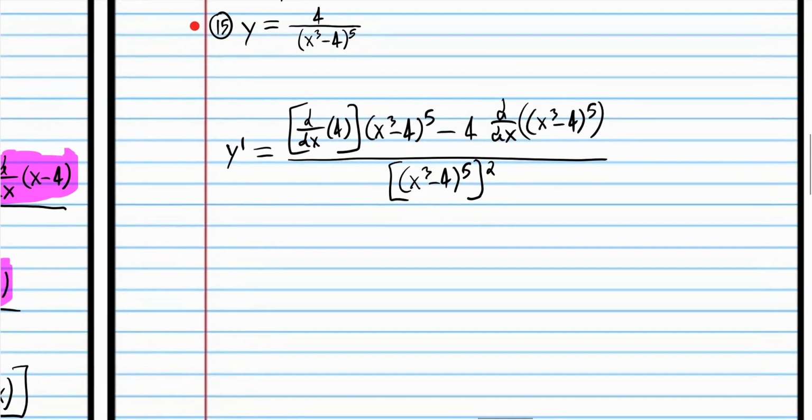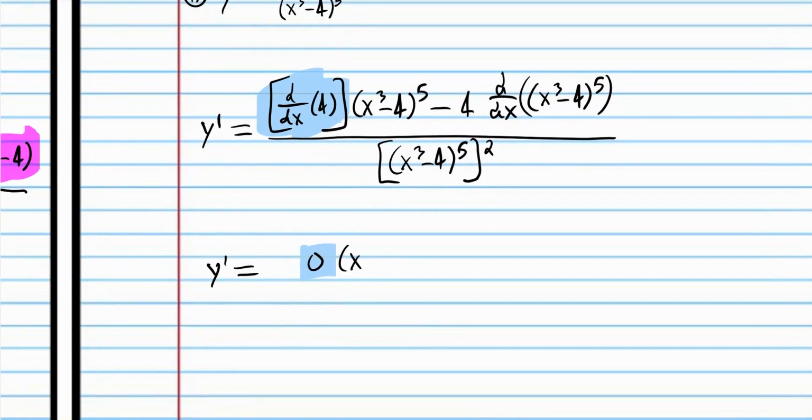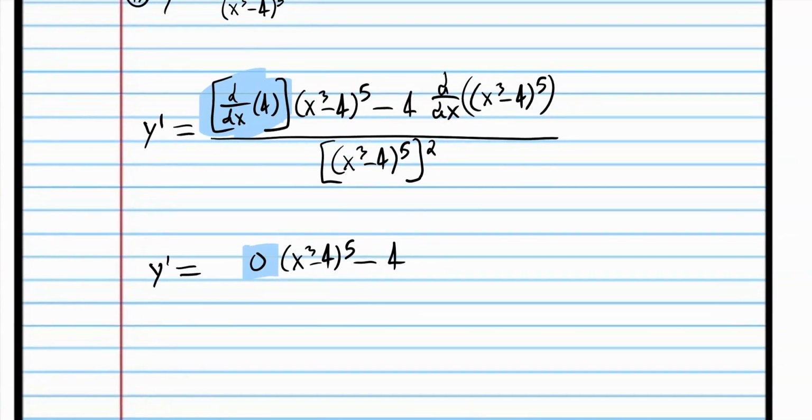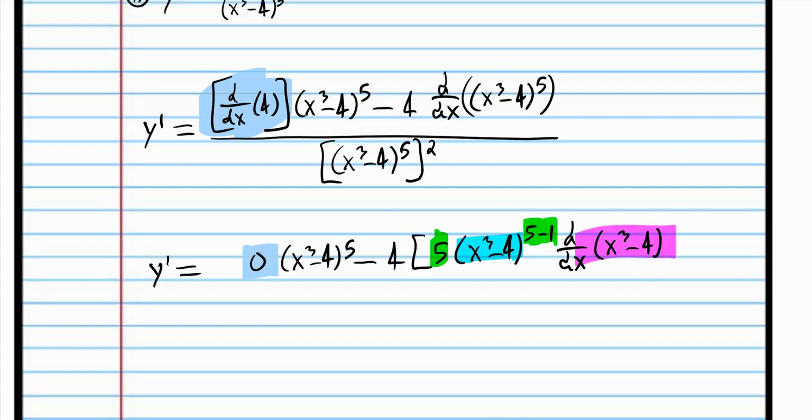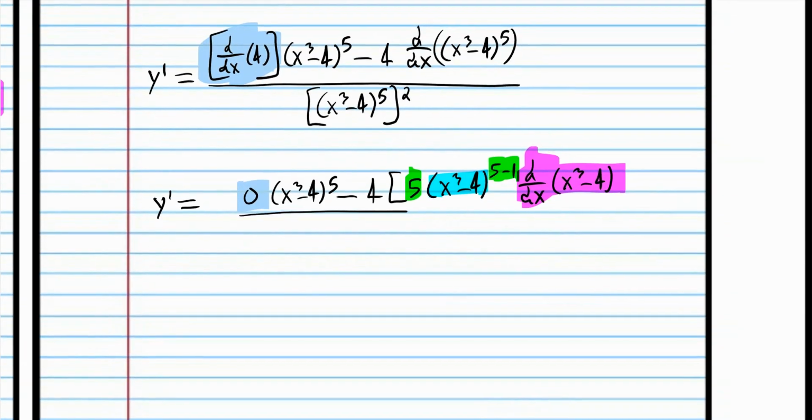Alright, so the derivative of 4 is obviously just 0. So that makes things kind of easy for us. And we need to use the chain rule when we find the derivative of all this. So we find the derivative of the outside function while keeping the inside function unchanged, and then we multiply by the derivative of the inside function. And all that, of course, is divided by the square of the denominator.